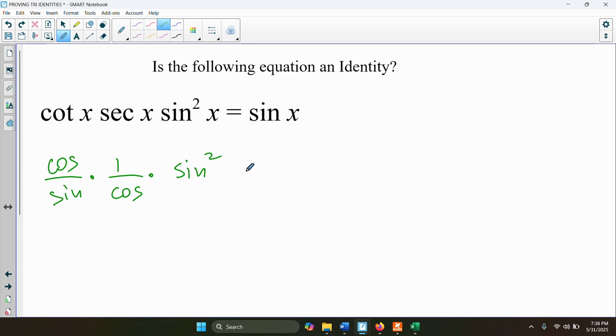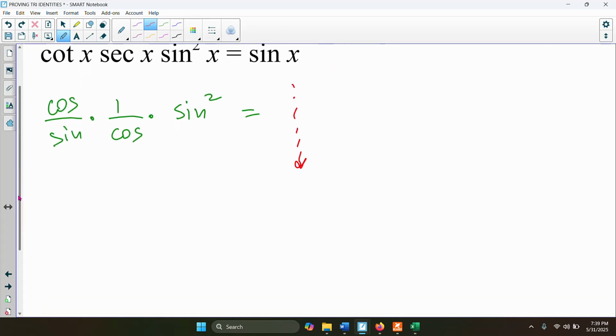I'm not going to bother with the letter x. And the other side is sine, which I'm not going to rewrite because this will just simply drop, and we'll decide in a second whether that's true or not. And hopefully you're already seeing it, because I already see it.